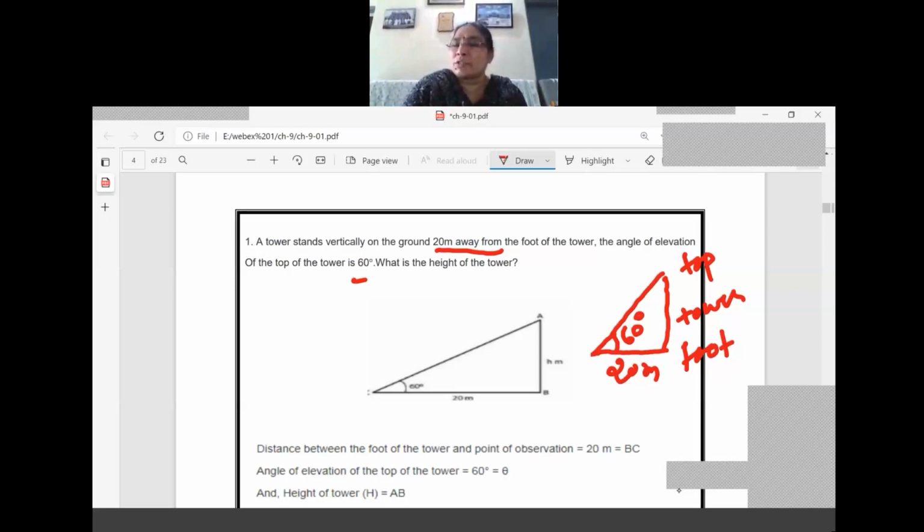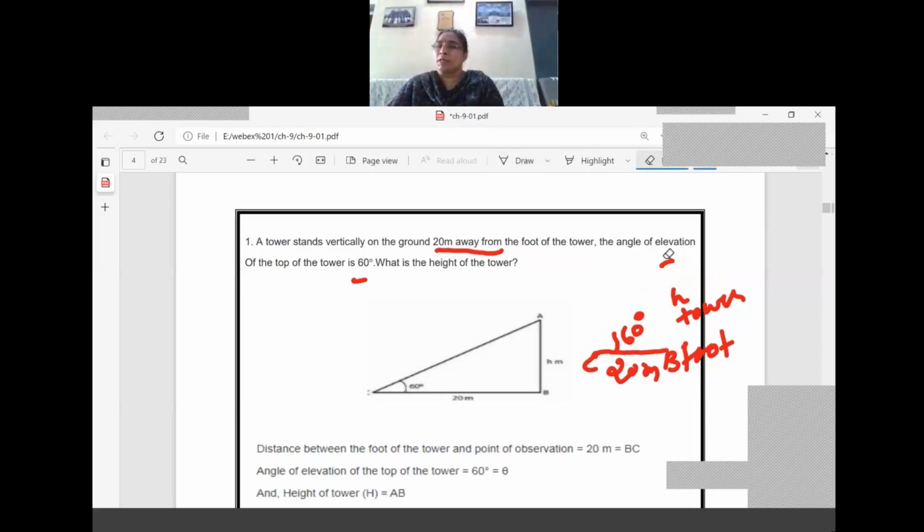So now what is the height of the tower? According to the question, the height of the tower h we have marked. Now what are the letters here? AB is the height of the tower and BC is equal to 20 meters. So this is the diagram concept we must have. Always read the question carefully and form the diagram easily. Then you can easily calculate whatever the unknown factor is.